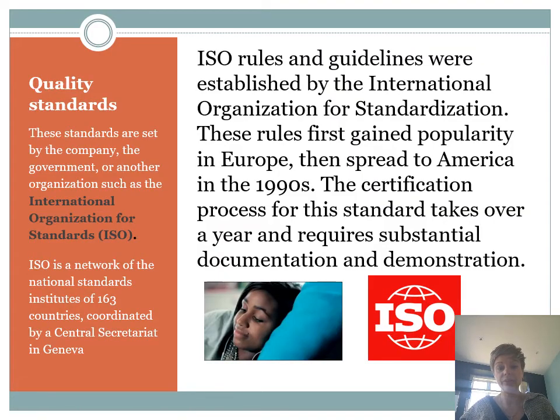One of the quality standards that's implemented by the Canadian government and accepted by the Canadian government and also all over the world is something called the International Organization for Standardization, the ISO. They first gained popularity in Europe and then they spread to America in the 1990s. And it is actually a network of national standards across the world, and it is across 163 countries, and it is coordinated by a central organization in Geneva. Watch this video that explains a little bit more about it.